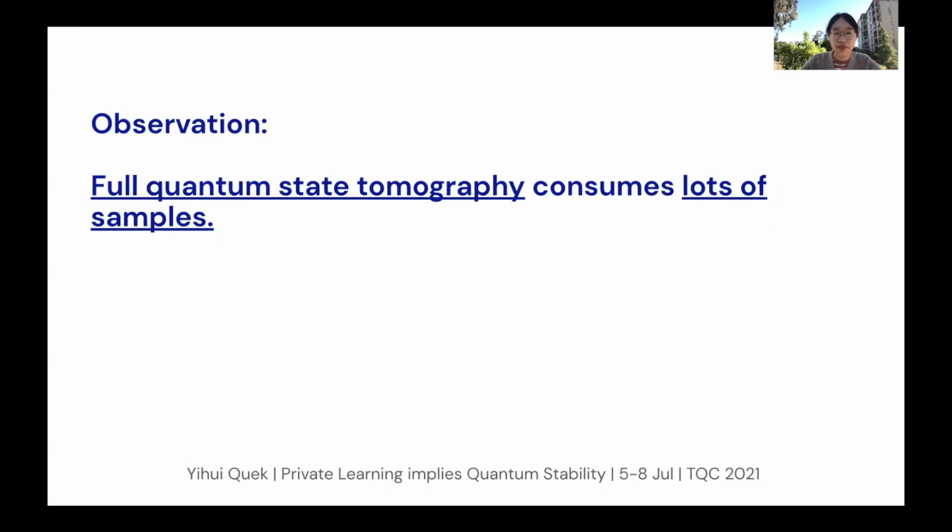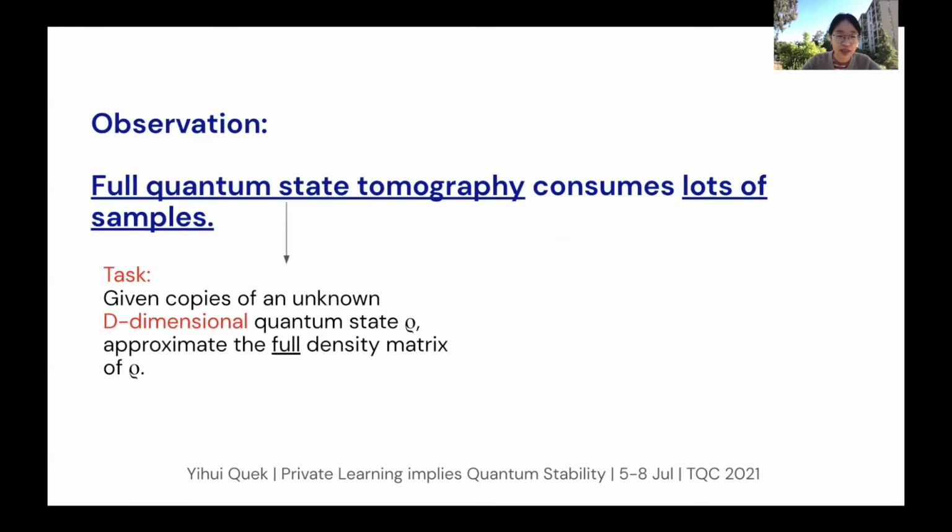And as with all such talks, we have to start off with an observation, which is that full quantum state tomography, ubiquitous and important as it may be in quantum experiments, is a task that consumes lots of samples. And just to be clear with the definitions, full quantum state tomography refers to the task of, given copies of an unknown d-dimensional quantum state rho, return an estimate of the full density matrix of rho.